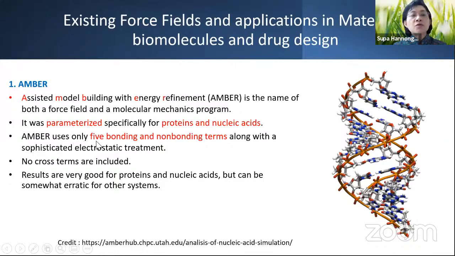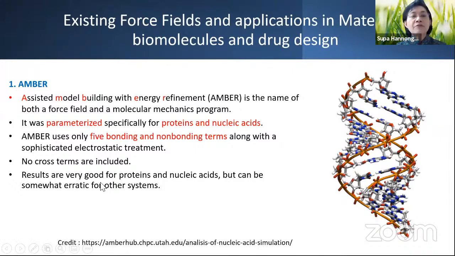Anyway, AMBER used only 5 bonding and non-bonding terms, along with a sophisticated electrostatic treatment. The AMBER force field is very famous: just 5 terms and no cross terms. A cross term means, for example, a stretch-bend or bond-bending term. Many complicated expressions are included in such mathematical models, but AMBER does not need to take anything complicated.